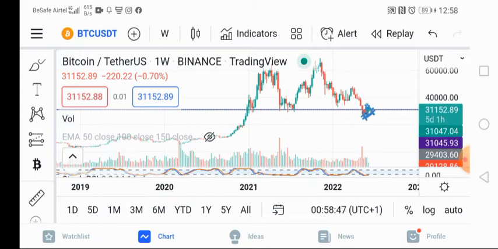If you look at this particular resistance at the 31k, what I do is, when price comes here, I look at buying BTC at this particular point. You understand? Then if it breaks this point, I would dollar cost average down. So that is what I'm going to do basically. This is the first method you can use to buy the dip.